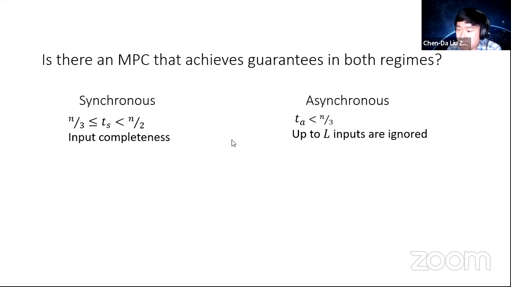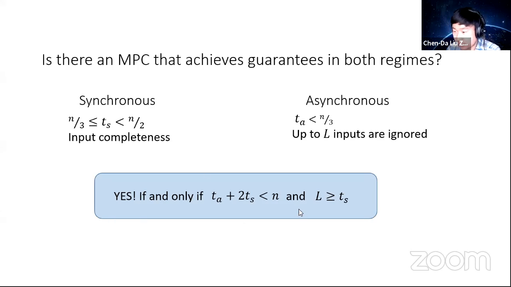So in view of this, we can ask whether there is one single MPC protocol that achieves guarantees in both regimes. We would like to have high threshold tolerance when the network is synchronous, of course, with input completeness. But even when the network is asynchronous, we would like to still be able to tolerate a reasonable number of corruptions, but of course, allowing some of the inputs to be ignored. This is the question that we answer in this work. We say that yes, such an MPC exists if and only if t_a + 2t_s < n, and the number of ignored inputs is at least t_s in the asynchronous case.